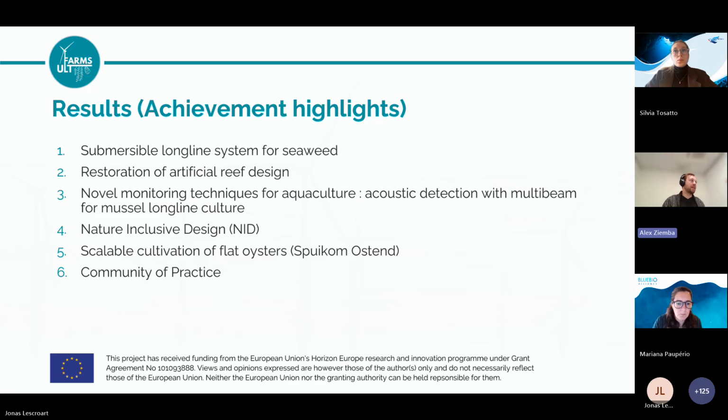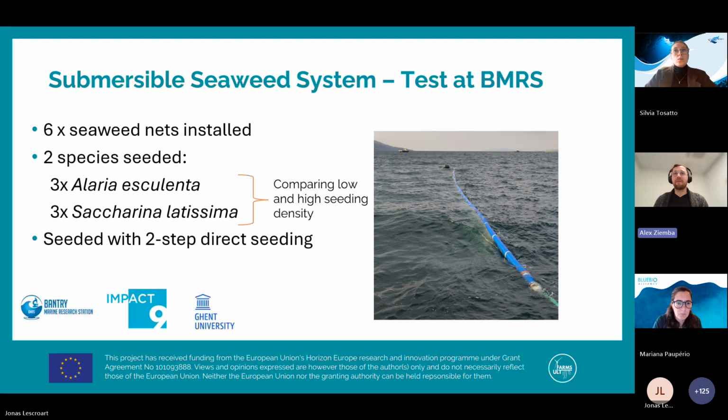Moving on, we can then look at our submersible test at BMRS. This is just a quick image of this backbone system, which can then have lines or nets attached to it. This is a commercial product, which you can contact our partner, Impact 9. They can produce this and sell this for any of your project needs.